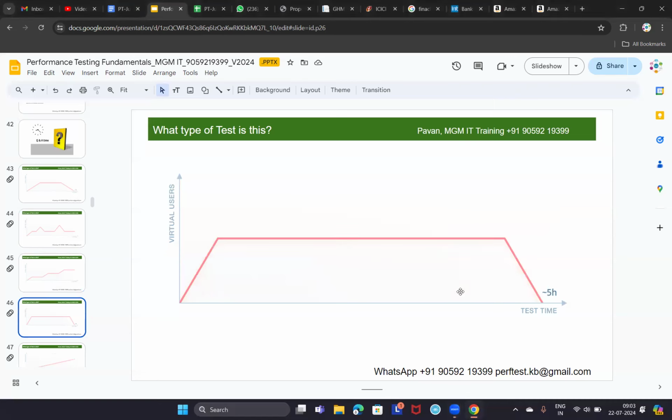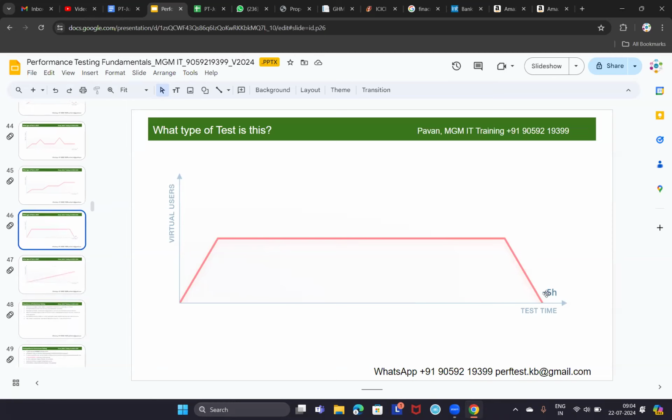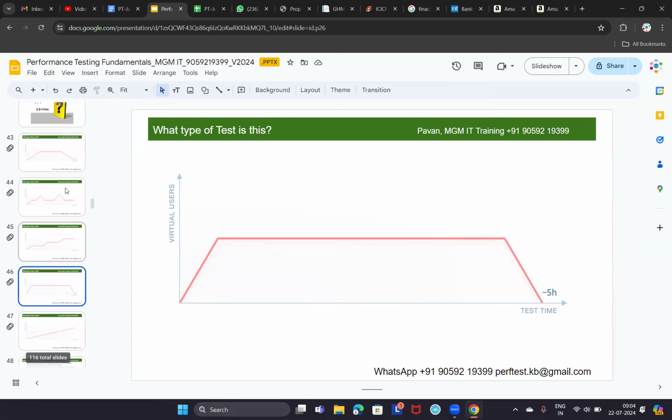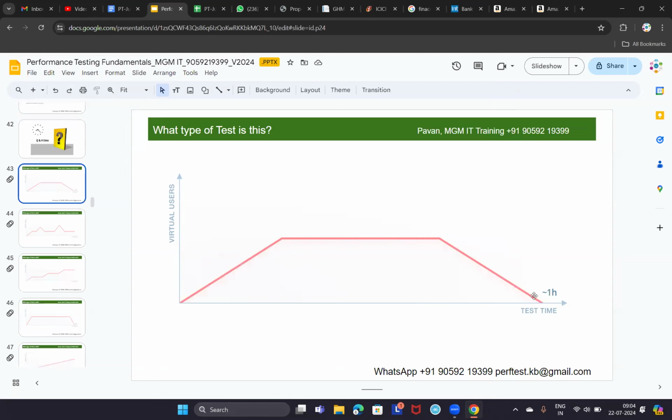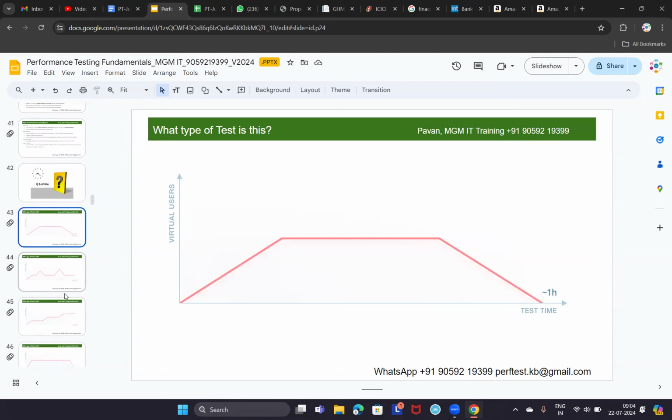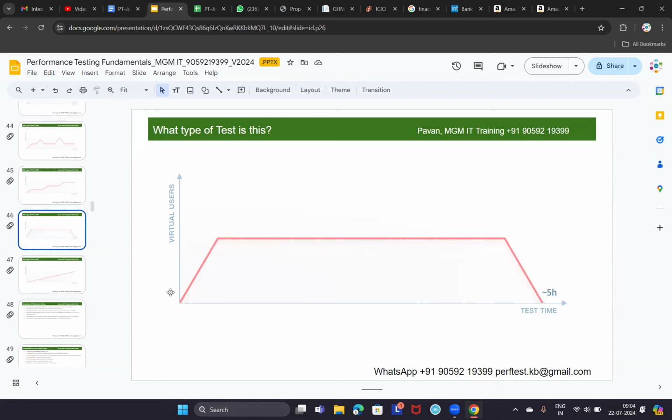Right. And now what type of test does this graph best represent? Endurance test. Soak test. Soak or endurance testing, right? Because if you observe here, the test duration is specified as 5 hours. 5H means 5 hours. I had already explained what that tilde and that H mean in this graph, isn't it?